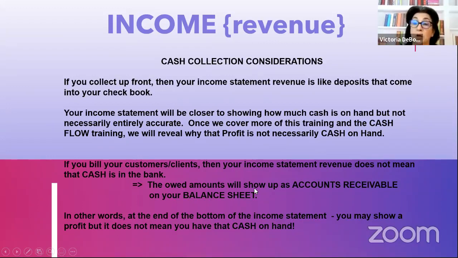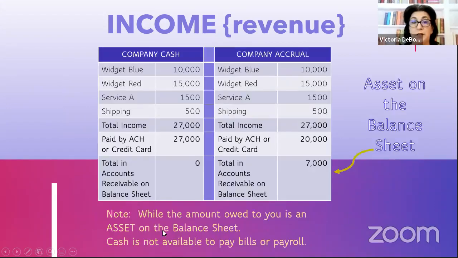The amount that's owed to you shows up on the balance sheet as accounts receivable, and that is an asset to you. In other words, at the bottom of the income statement, you may show a profit, but it doesn't mean that that's the cash that you have today. So this is an example showing you the differences of how this could be different for you. And I hope that this is pretty simple in explaining that.